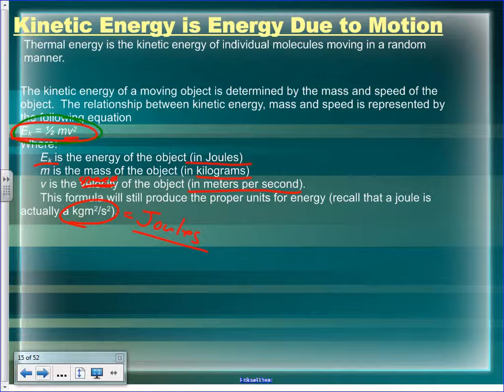Now, how do we get kinetic energy? Where does it come from?